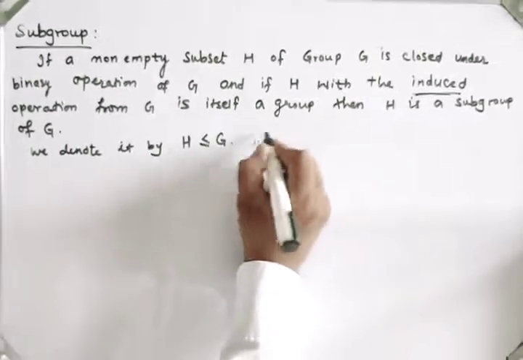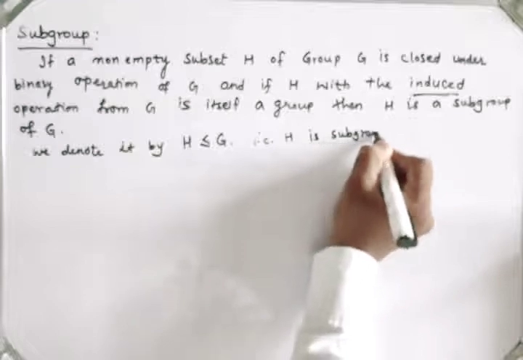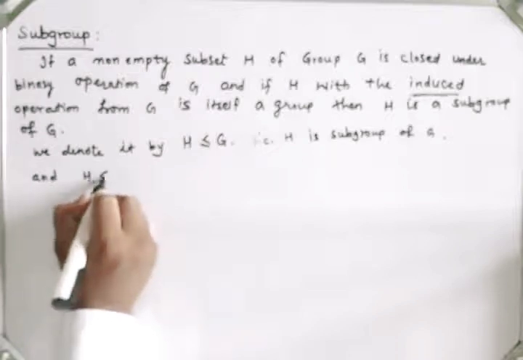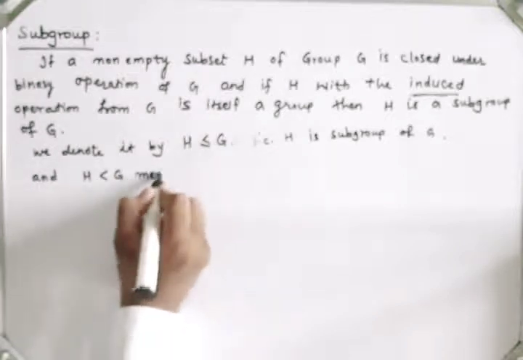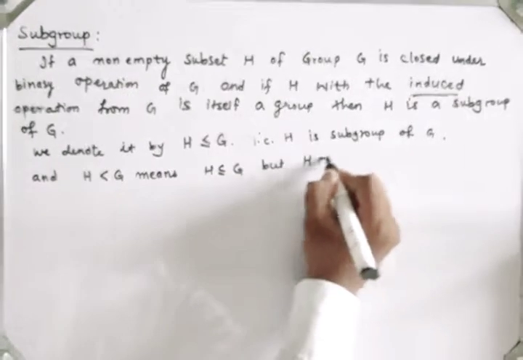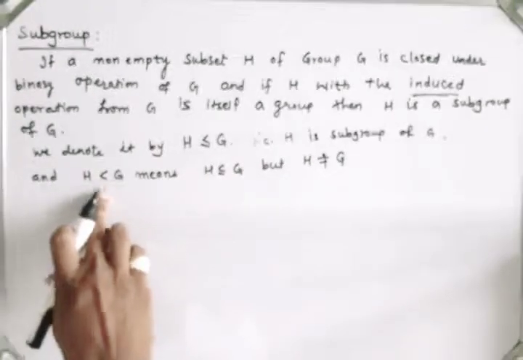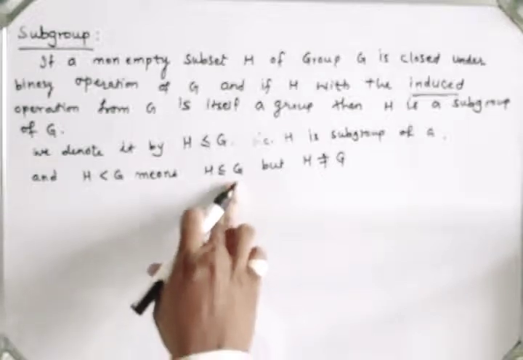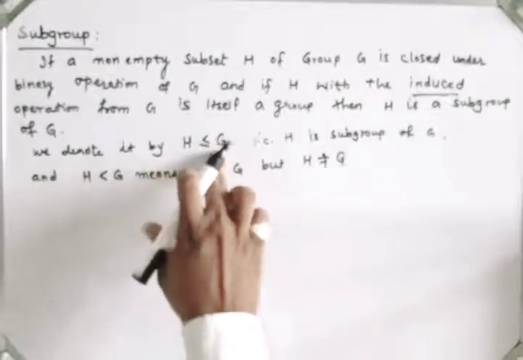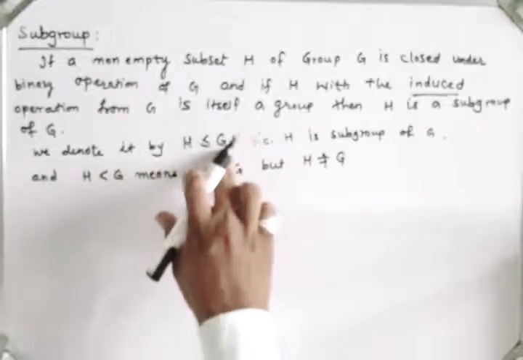So this is the notation for H is a subgroup of G, and this notation means H is a subgroup of G but H is not equal to G. So this is the meaning of this notation. And this other notation for H is a subgroup of G means H is a subset of G and a subgroup of G, and H may be equal to G.